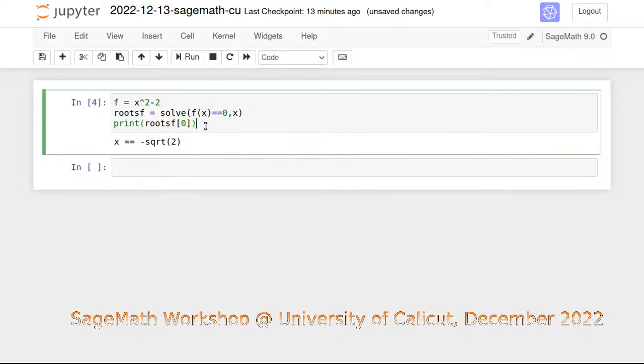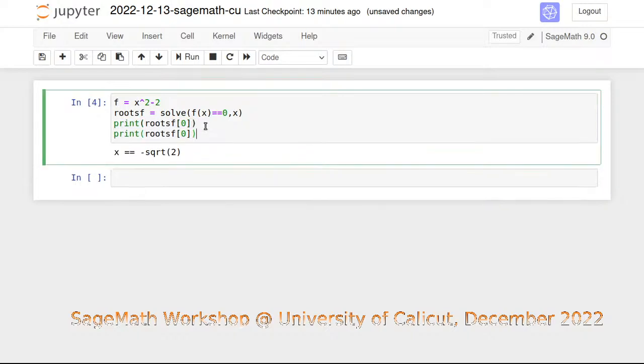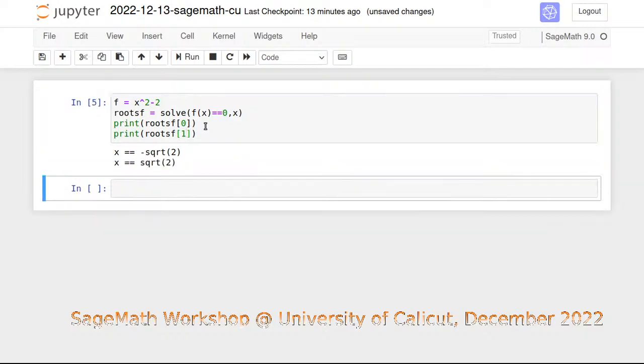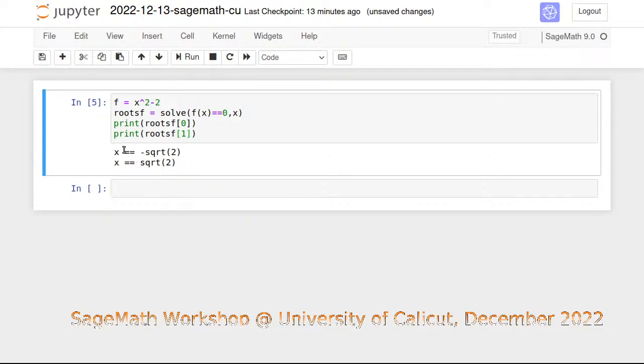Yes, I am getting the first root. Now if I ask for roots 1, I will be getting the second root. But still the problem is that the x equal to part is there. To remove that x equal to part, we will use another command called RHS.